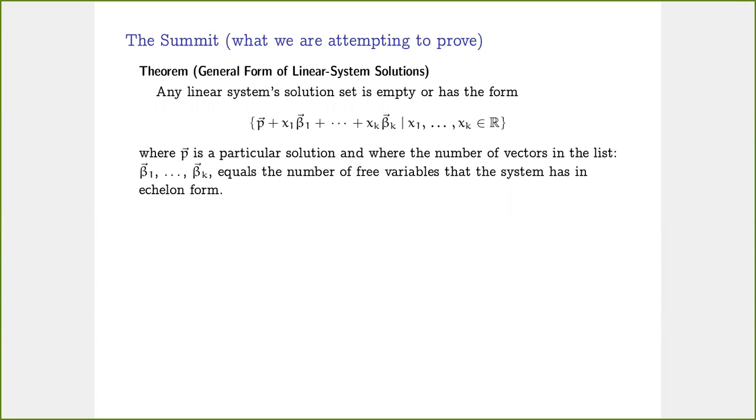Any linear system solution set is empty or has the following form. A particular solution plus a linear combination of free variables, each times a particular vector, where the free variables can range over any values. Okay, that's what we want to prove, that this is the form that any solution takes. It's either empty or it has this form. If it doesn't have free variables, it will have a particular solution.